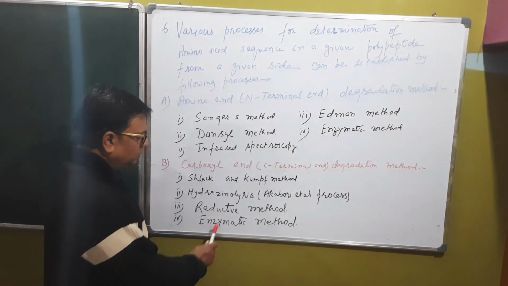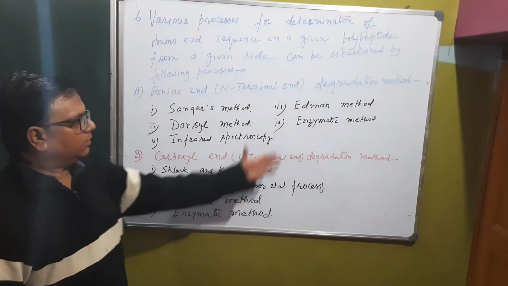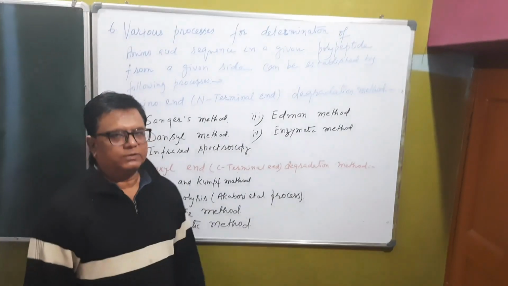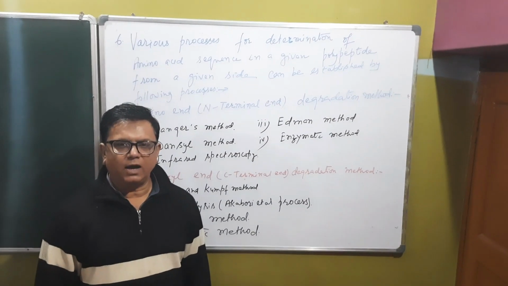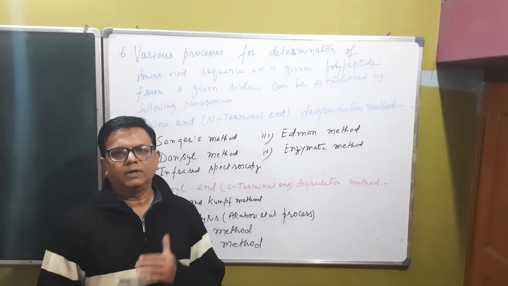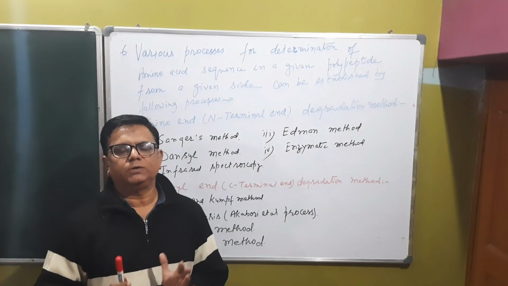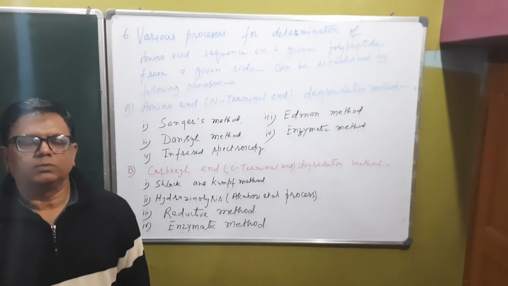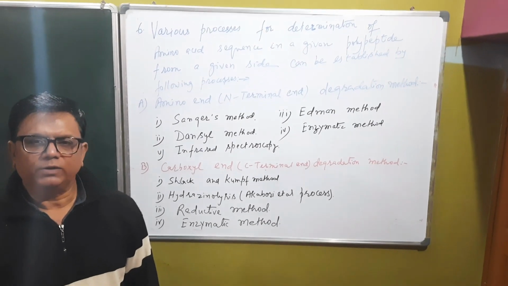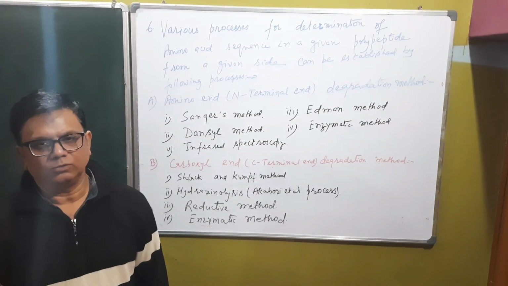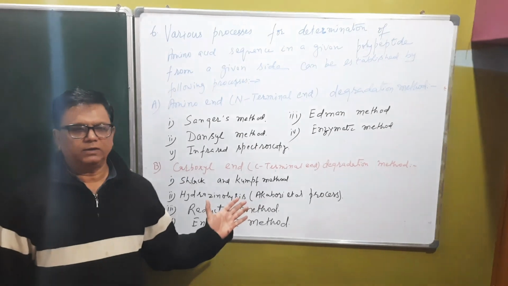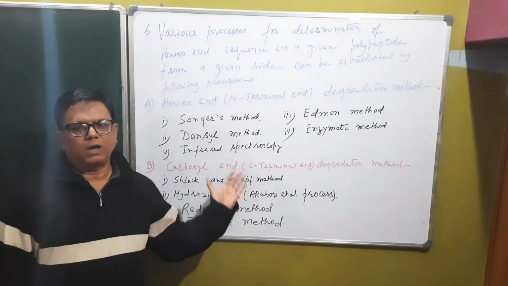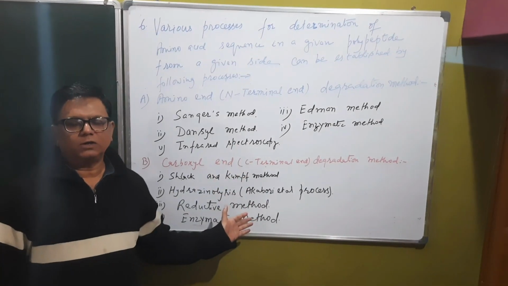Then you have the enzymatic method. Here also, in both cases, certain enzymes are very specific to cleave the peptide bond between two particular amino acids. On the basis of that, you determine the amino acid sequence in the polypeptide. So these are the various methods which you apply from either the N-terminal side or the carboxylic side.